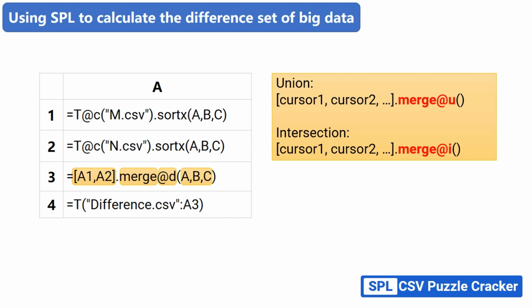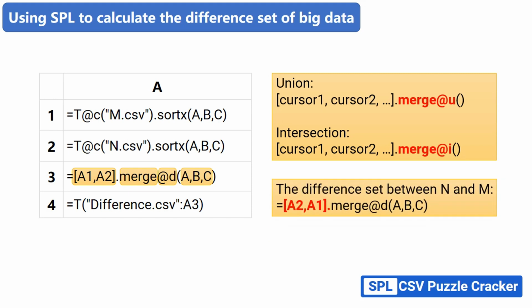M in front represents calculating the difference set between M and N. To calculate the difference set between N and M, simply swap the order of the cursors in A3 so that N comes first in A2. Finally, A4 stores the difference set result in the difference.csv file.